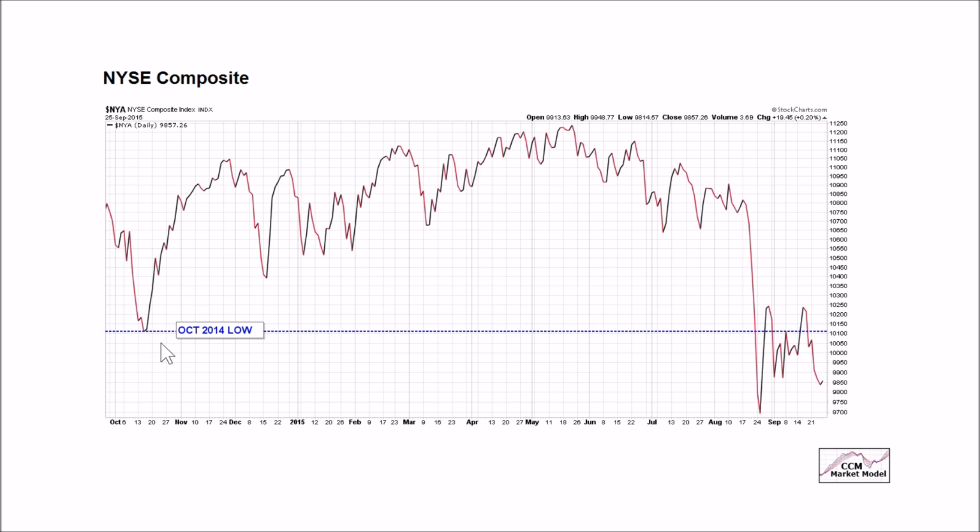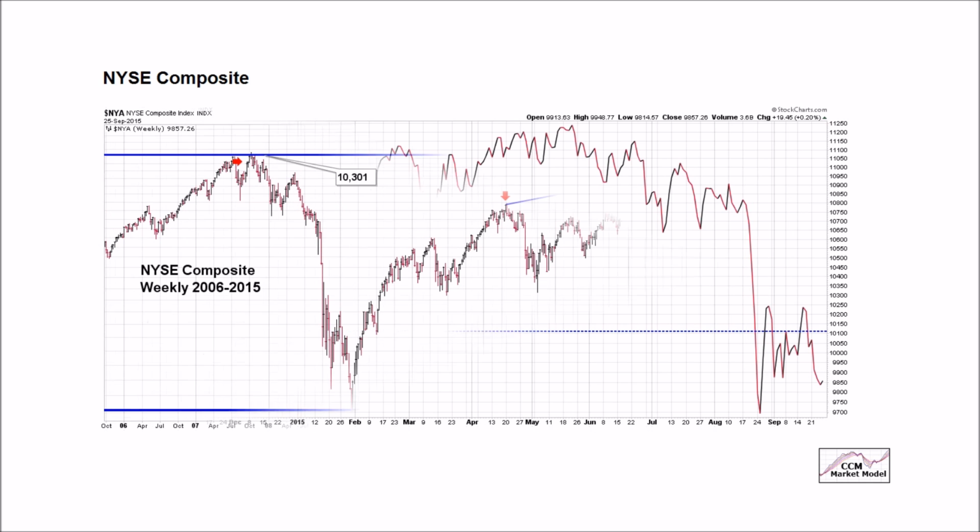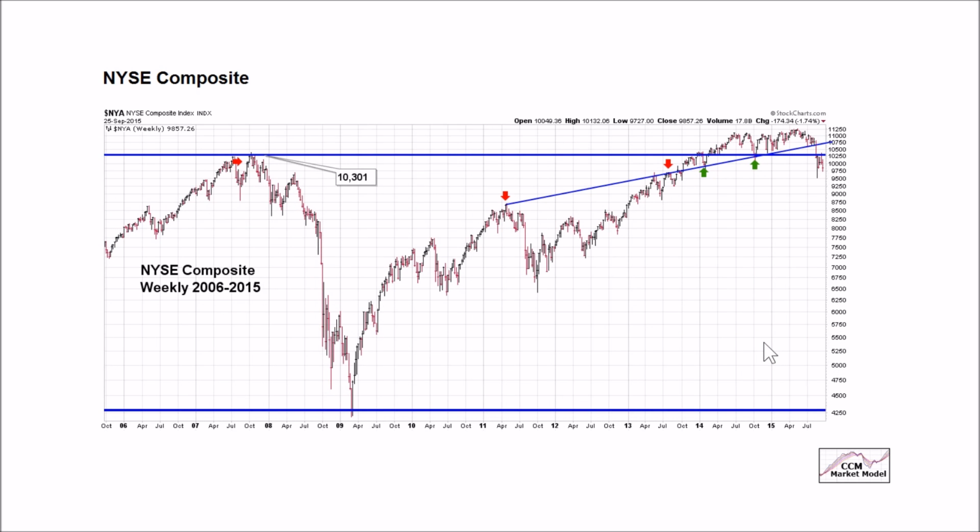Does this tell us that the S&P 500 will do the same thing? Absolutely, positively, no. But it does tell us that we should keep an open mind about the S&P breaking the October 2014 low. We'll take a moment here to update regular viewers on this weekly chart that we've looked at. Bullish breakout here. This is a long-term chart. Goes all the way back to 2006. This is a bullish breakout.